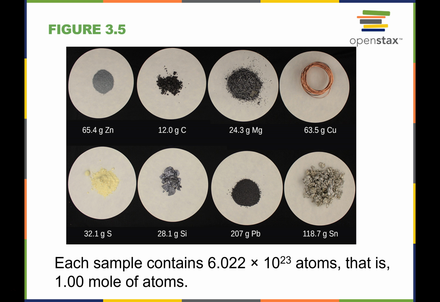All right, so I just have some pictures. These are different elements: zinc, copper, magnesium, zinc, carbon, goodness, magnesium, copper, sulfur, silicon, lead, and tin. On each of these weighing papers, they have weighed out the number on the periodic table in grams. So they have 1 mole of each of these types of elements there. And that's nice.